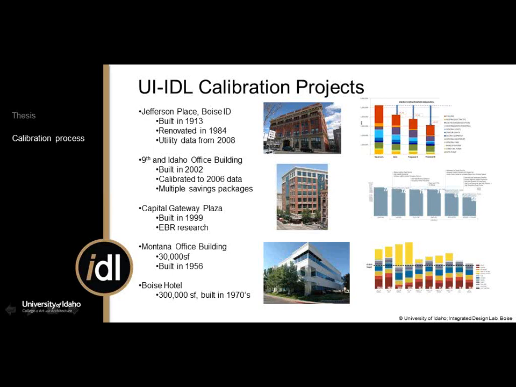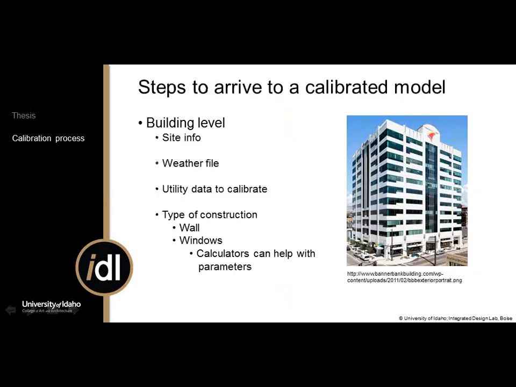Then, of course, the Vanderbank building, which Carlos will talk about. So the next few steps are the steps I took to arrive at, or in progress of, getting a calibrated model of the Vanderbank building. So I'm just going to start with general and get into the details more granularly. So the first thing is to just collect building level information. This includes site info, weather files, and utility data to calibrate.